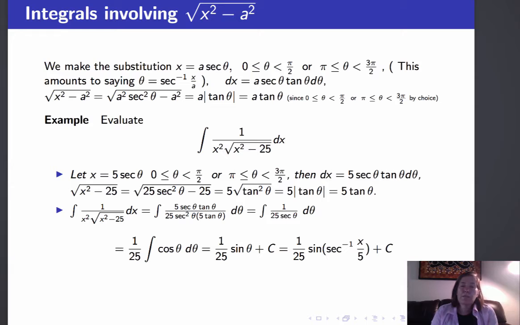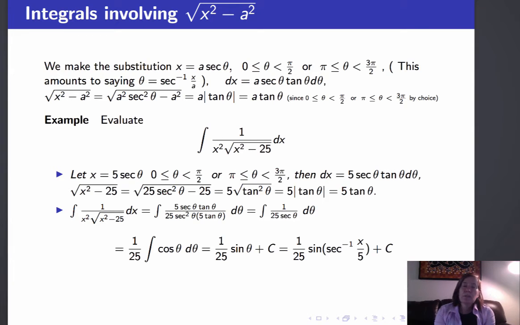And we can cancel that 5 times tangent of theta and one of the secants, and we're looking at the integral of 1 over 25 times 1 over secant of theta. But of course secant of theta is 1 over cosine theta, so we're looking at the integral of 1 over 25 times cosine of theta d theta. Now it's pretty easy to integrate cosine of theta, that's just sine of theta, so our answer is 1 over 25 sine theta plus c, but we're not quite done yet.